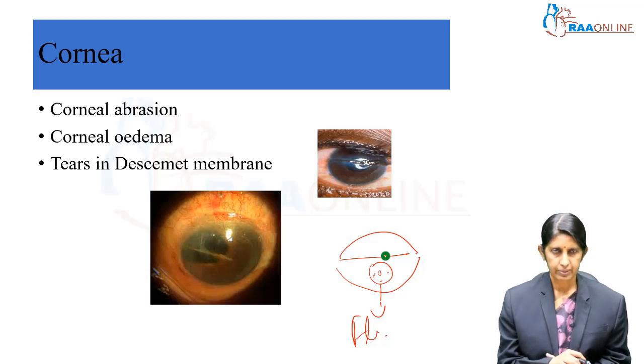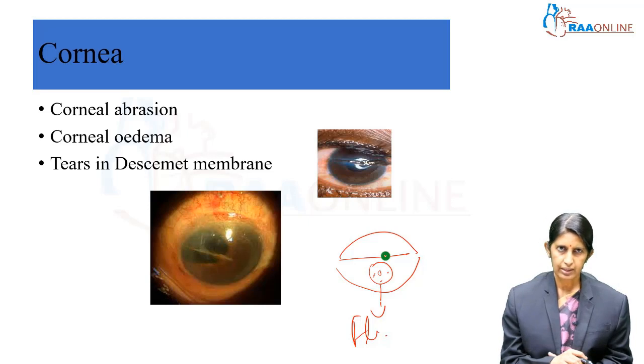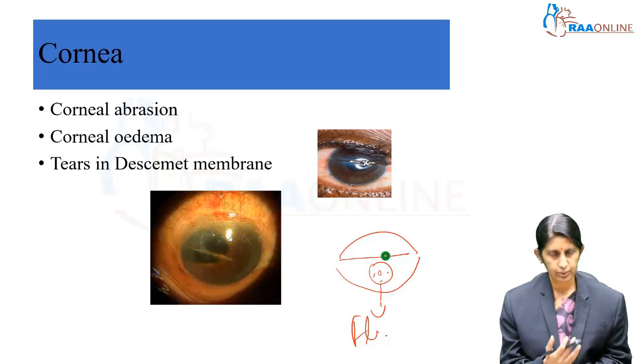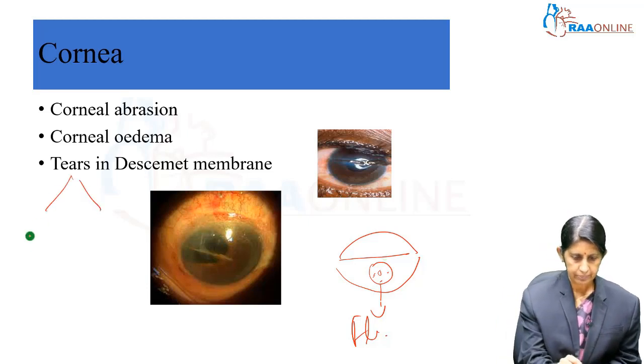Corneal edema can also be present, and tears in the Descemet's membrane. Another important thing is corneal tear. Not only in the Descemet's membrane, a corneal tear can involve any layer. It can be full thickness or partial thickness. It can be either of the two.